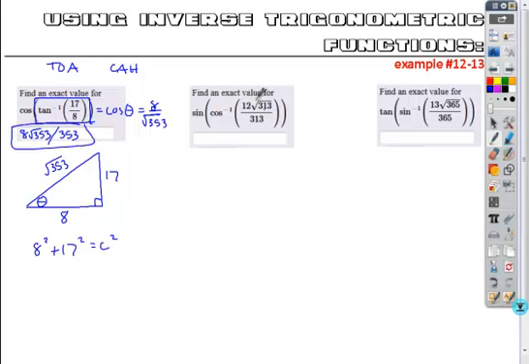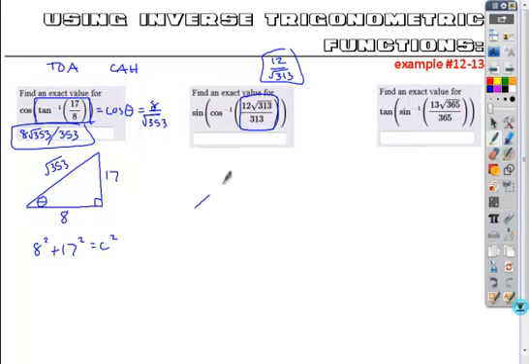Now, what if you have a ratio where it's already written in this sort of rationalized form? If you can remember what the relationship between the rationalized form and the non-rationalized form is, 12 root 313 all over 313 is equivalent to 12 divided by root 313. Okay, so you don't have to rationalize again, or try to undo this.